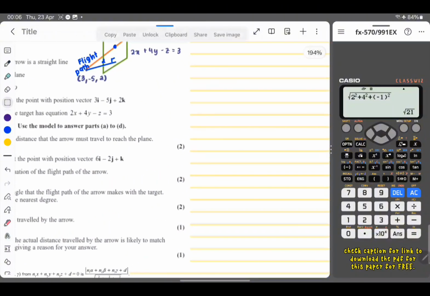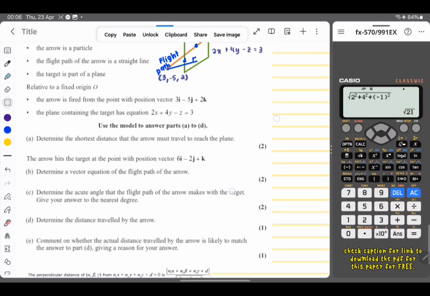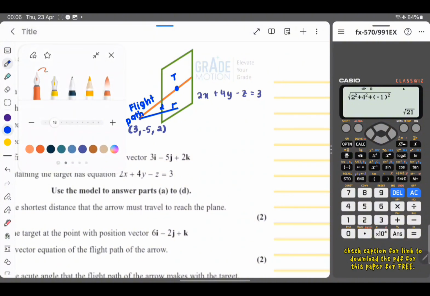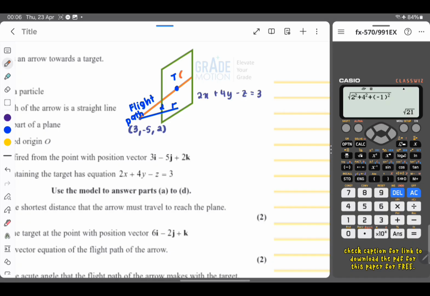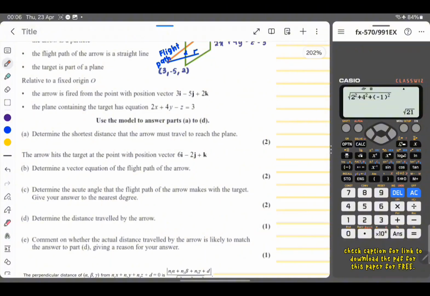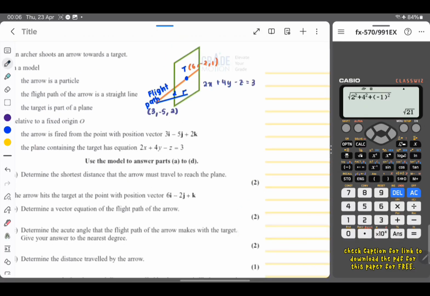Let's now take a look at B. Okay, the arrow hits the target at the point 6, -2, and 1. So here we have, okay, the target here is at 6, -2, and 1. Determine a vector equation of the flight path of the arrow. Okay, so what we're finding is just the vector.